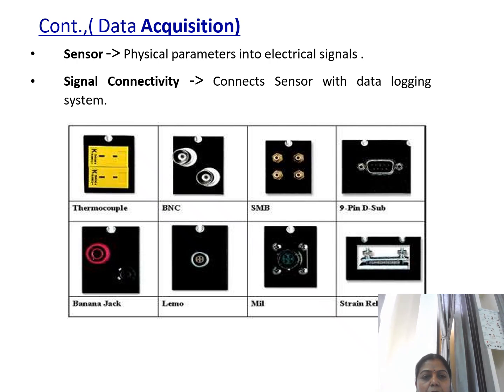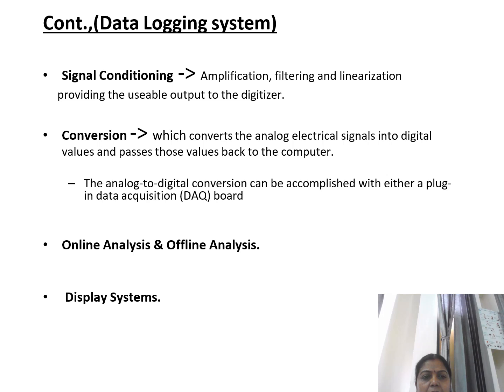These are the different components of PC-based data acquisition systems. They have a sensor, sensed signal connectivity, then signal conditioning, then recording and conversion, online analysis, offline analysis, and a display.